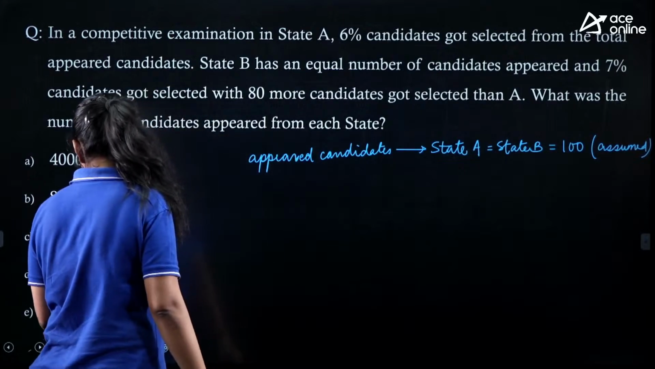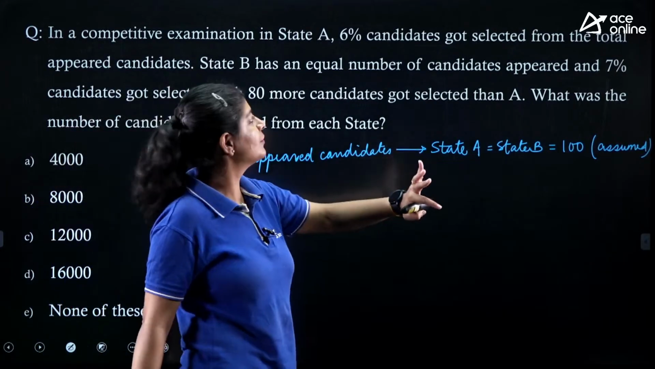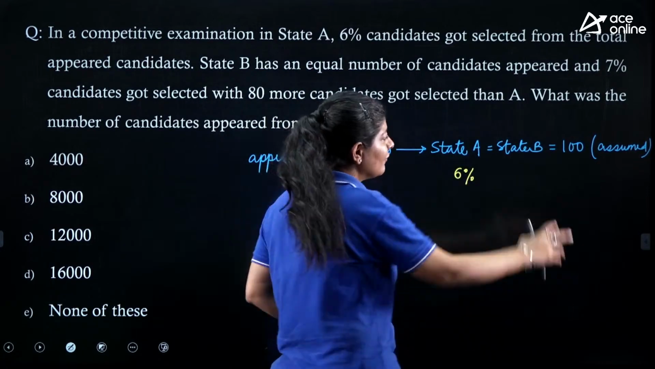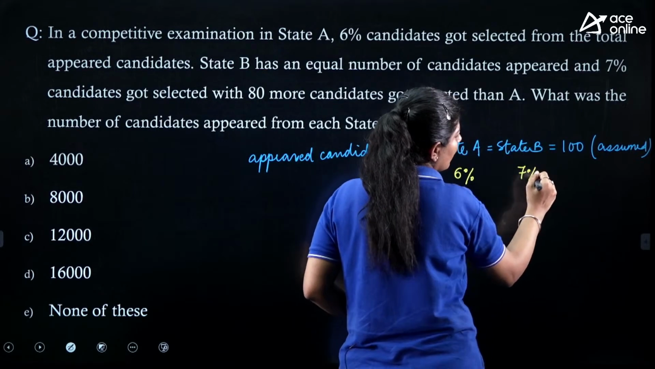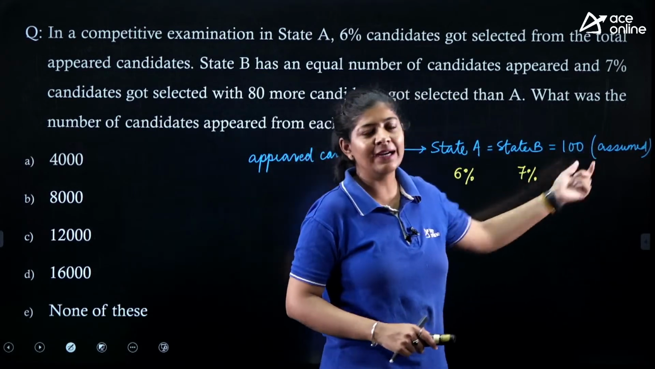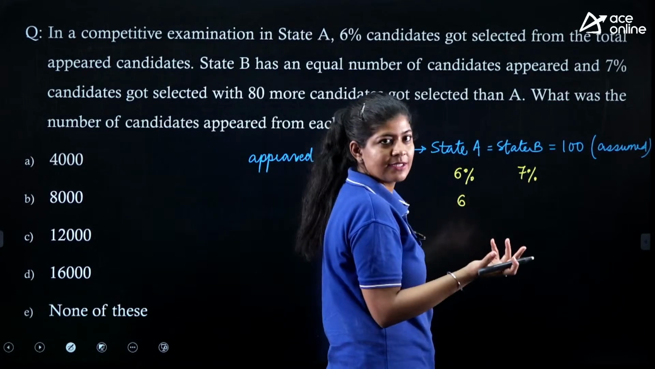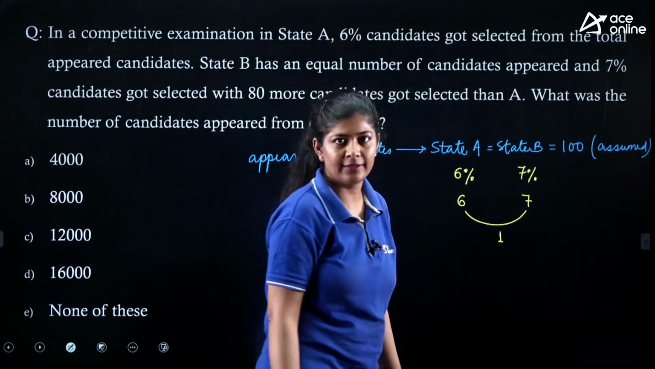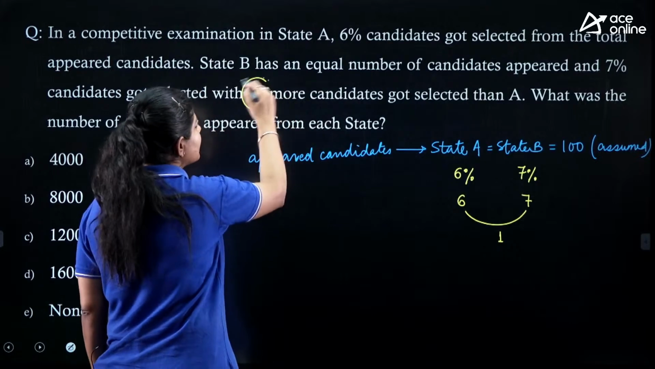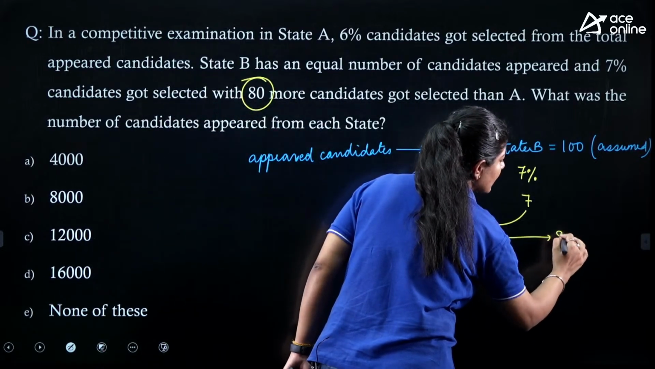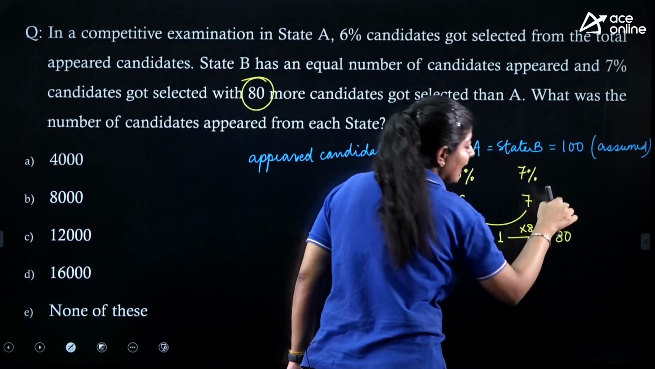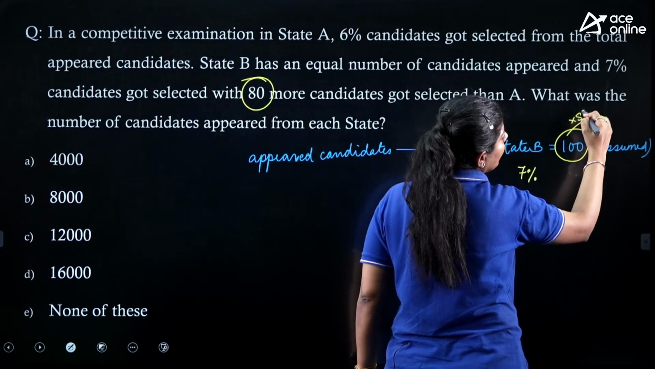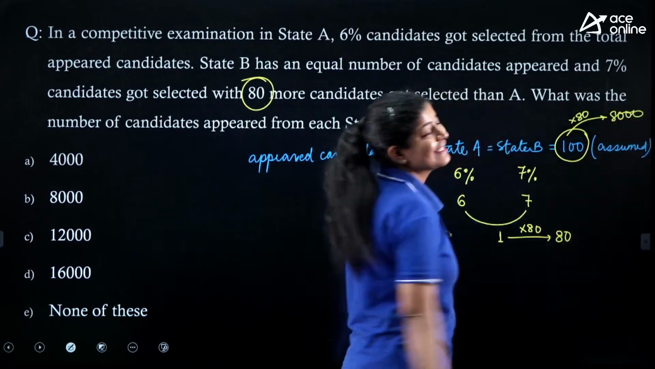Now, the question is saying that out of the appeared students, from state A only 6% of the students got selected, and from state B only 7% of the students got selected. If we are assuming it as 100, we can say that 6% value is 6, 7% value is 7. That means there is a difference of only one student between the states. But according to the question, it is equal to 80. That means this value is present on the multiple of 80. If this value is present on the multiple of 80, that means this value is also present on the multiple of 80. And when I multiply it, I will get my answer as 8000.